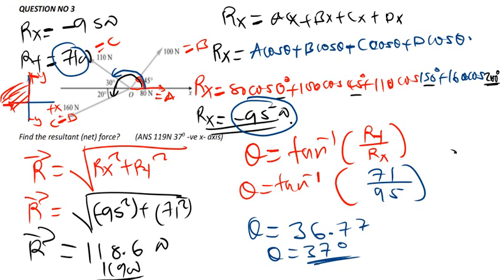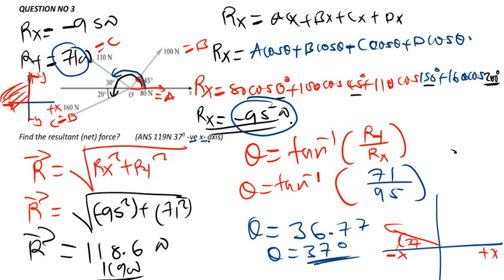Now, this answer which I've gotten here is from negative x-axis. That's why here it is saying negative x-axis. From negative x-axis, the answer is 37 degrees. What do we mean? If this is my x-axis, positive x, this is negative x. I know that this is the resultant which you have. The angle here is 37. So from negative x-axis is 37 degrees. So you say 37 degrees from negative x-axis. Don't just say 37 degrees, no.